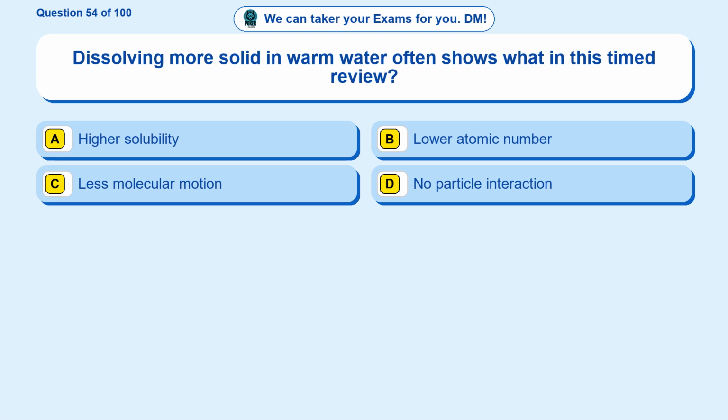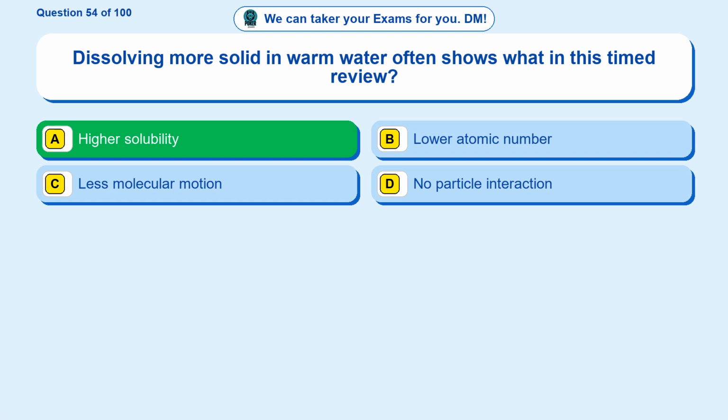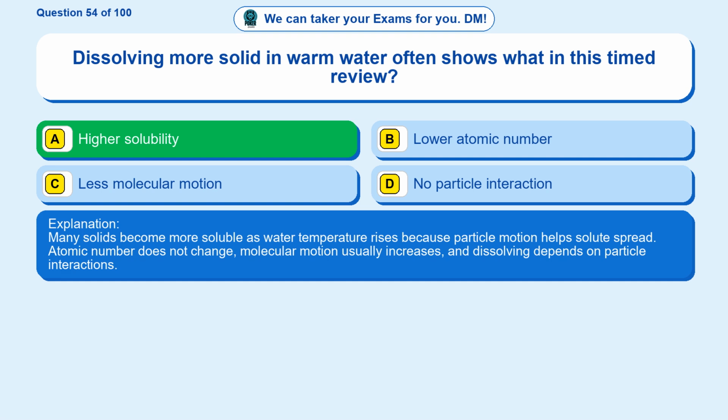Question 54. Dissolving more solid in warm water often shows what in this timed review? Option A higher solubility. Option B lower atomic number. Option C less molecular motion. Option D. No particle interaction. The correct answer is option A. Higher solubility. Many solids become more soluble as water temperature rises because particle motion helps solute spread. Atomic number does not change, molecular motion usually increases, and dissolving depends on particle interactions.